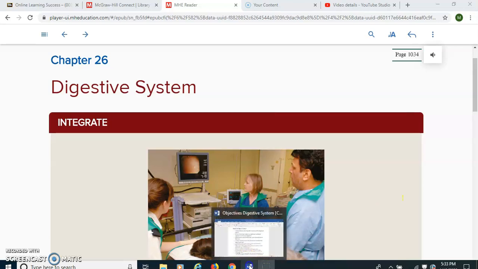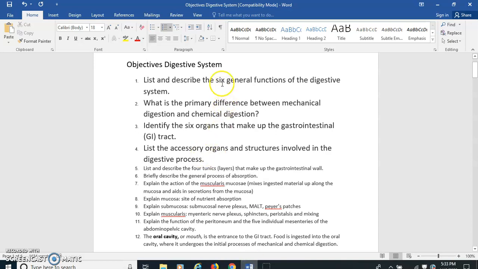So I'm going to go to our objectives. We're going to just discuss the general functions of the digestive system and the parts of the digestive system. Some of this will be a review since you've had this in lab. All right.